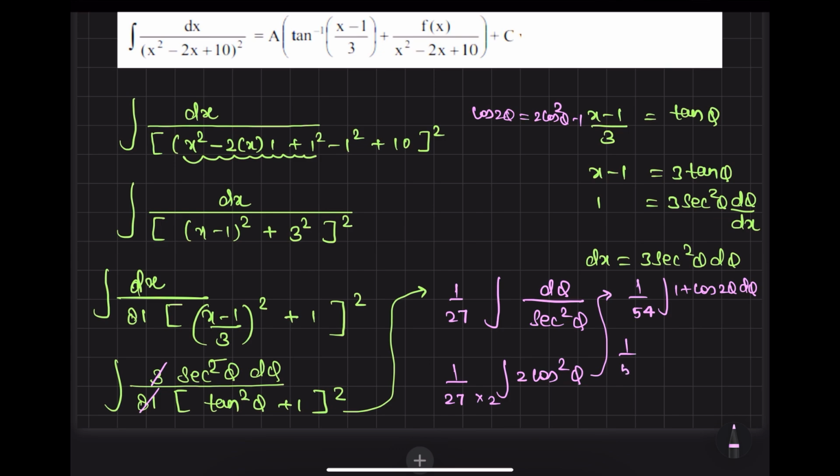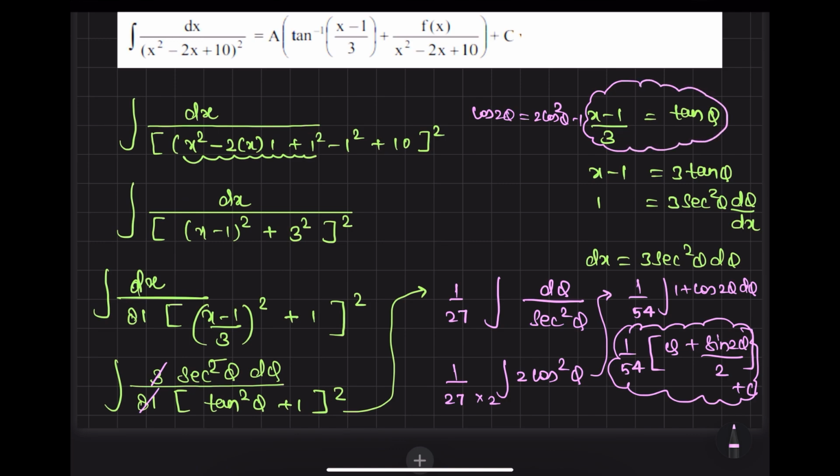Now 1 by 54 is common, so taken outside. Now the integration of 1 is theta, and the integration of cos 2 theta is sin 2 theta by 2, and then we will have the integration constant c. Now you have to replace theta with the help of this component, tan inverse of (x − 1)/3. So you will get your required result, and accordingly you can answer this question, that which expression becomes a and which becomes f of x.